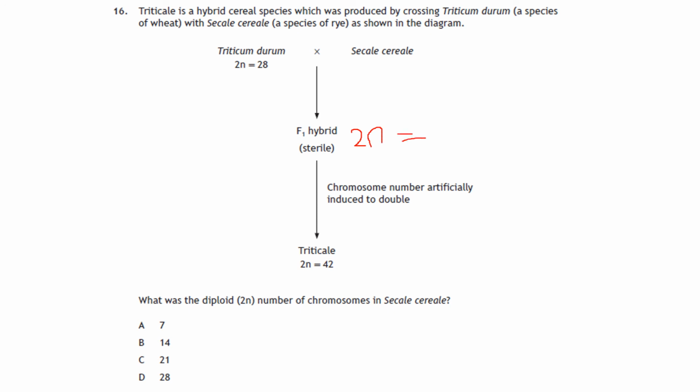that means, I'm going to try and draw here. So 2N should be 21, okay? If 2N is 42 and the chromosome number has been artificially doubled. Now, they're going to get 1N from this one, so they must have got 14 from this, which means that if that's 21, they must have got 7 from Secale cereale. If they get 7 from that, and that's 1N, then 2N must be 14.